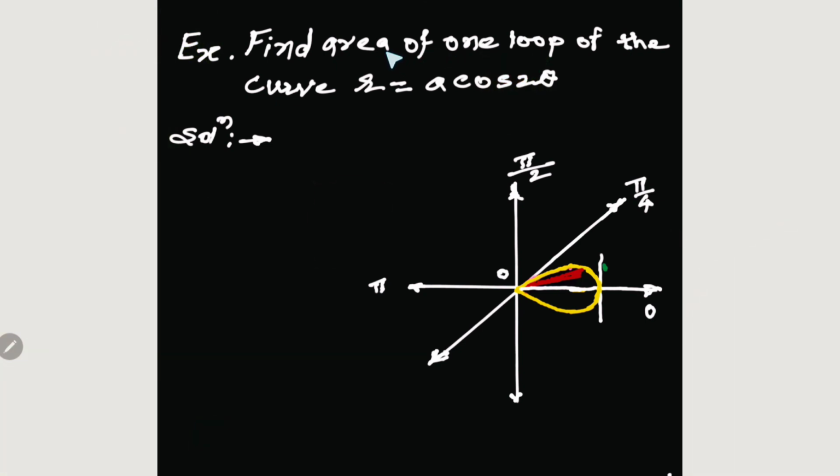In the last example, I discussed the problem of Cartesian type. Today I am discussing a problem of polar form. Let us solve the problem. Find the area of one loop of the curve r is equal to a cos 2 theta. This curve we have already discussed in the chapter of curve tracing.